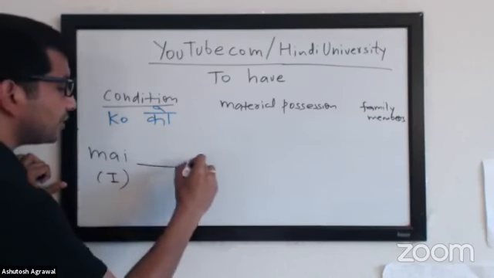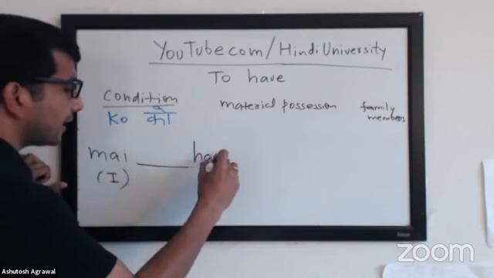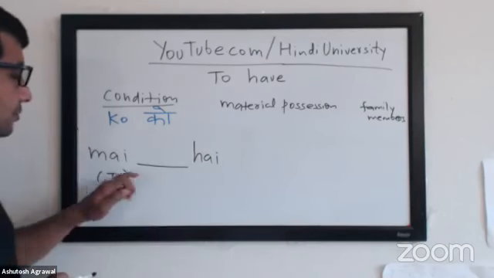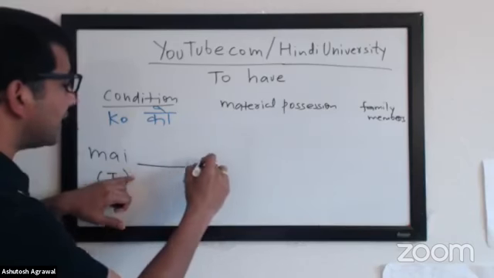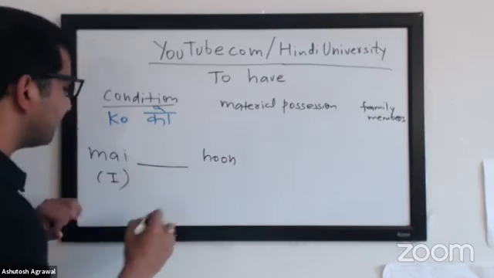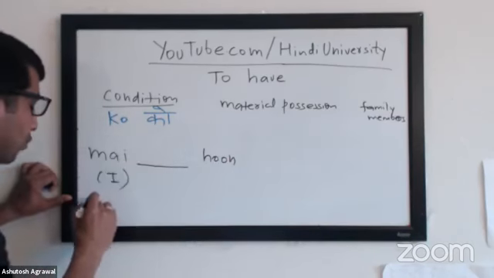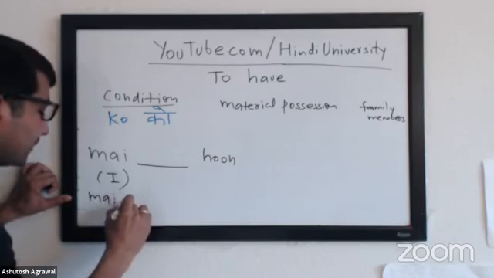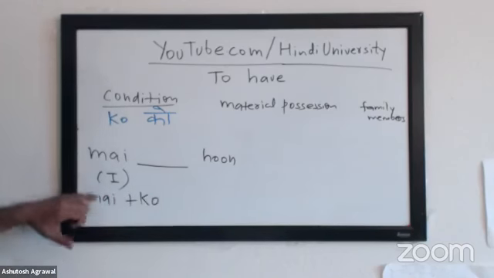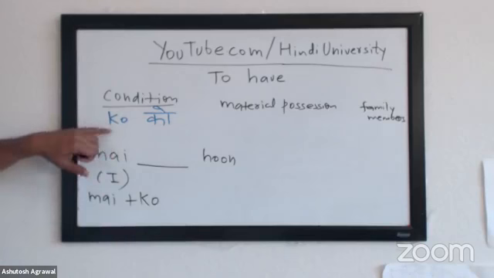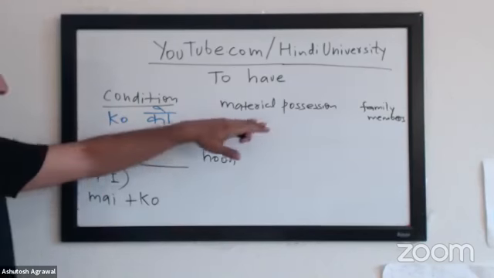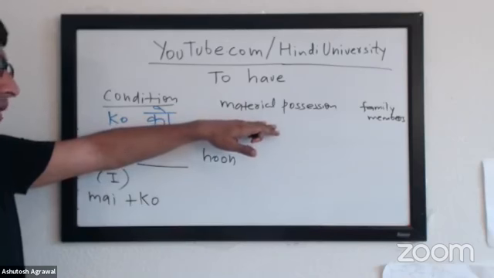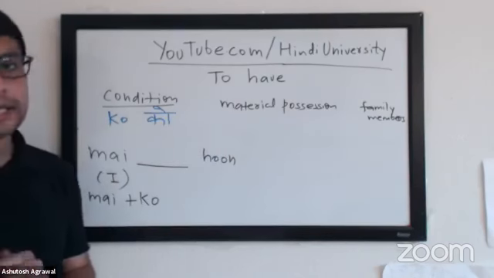And then you have a condition and you will put hai. Typically you will have मैं and then you have हूँ. But in this case, you will be adding ko with it. So you have मैं plus ko. Okay, because I said that. If you have to remember anything, just remember that you have to use ko with your pronoun. In the second one, you have to use ke past. In the third one, you have to use ka, ke, and ki.